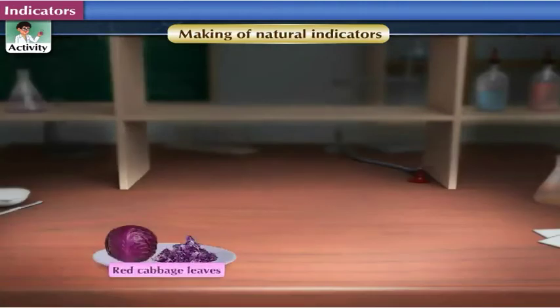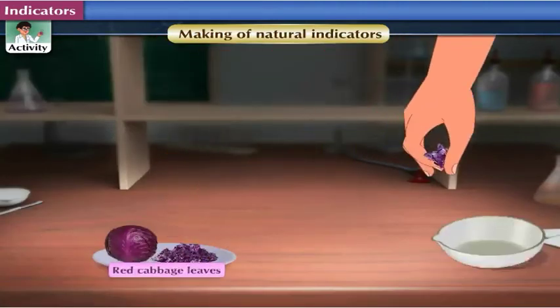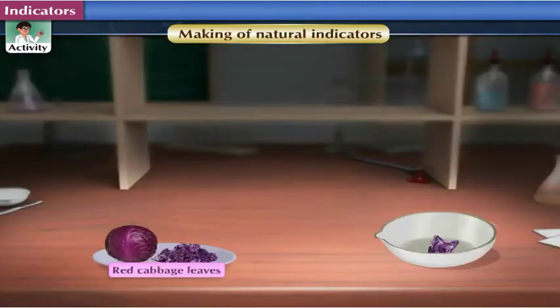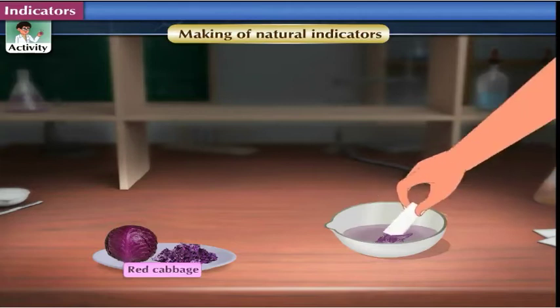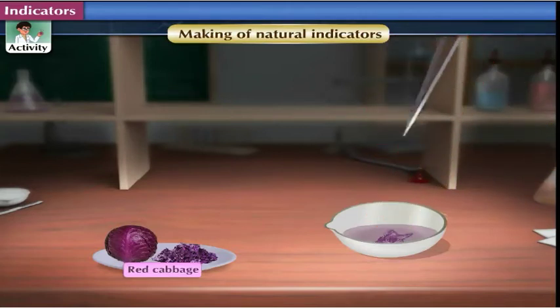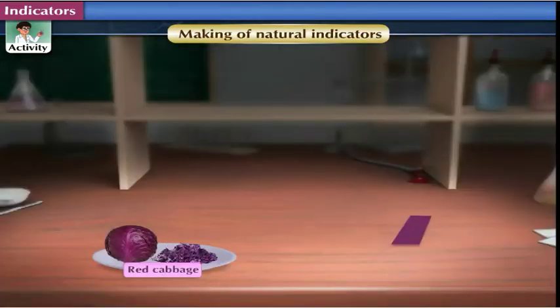Now let us take red cabbage leaves. Put these leaves in a china dish and add little water in it. Heat the content in the china dish with the help of a burner. Cool the solution and dip the white filter paper strip in it. Remove the strip and allow it to dry. In this way, we have prepared a red cabbage indicator paper.